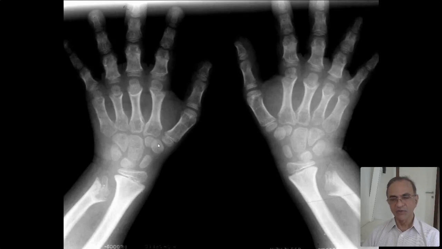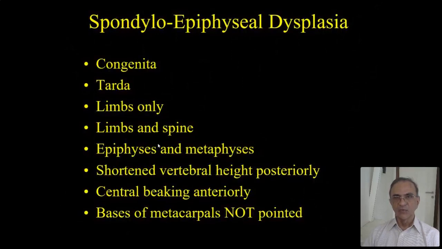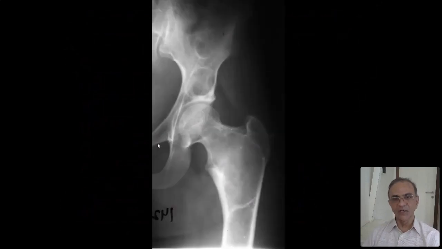Most bones are involved. It's not a rule that every bone has to be involved. I may have said that, but that's usual. But every time, every bone does not have to be involved. So we have spondyloepiphyseal dysplasia. There are multiple varieties. I'm not talking about this slide.